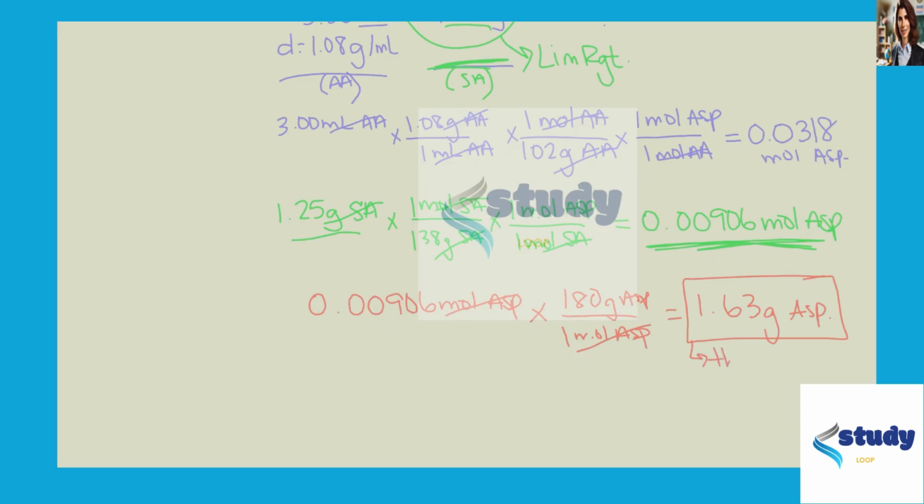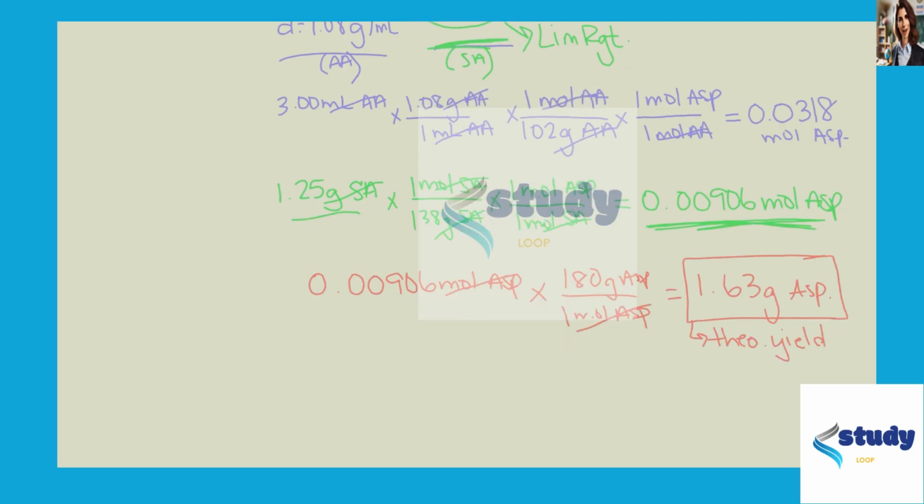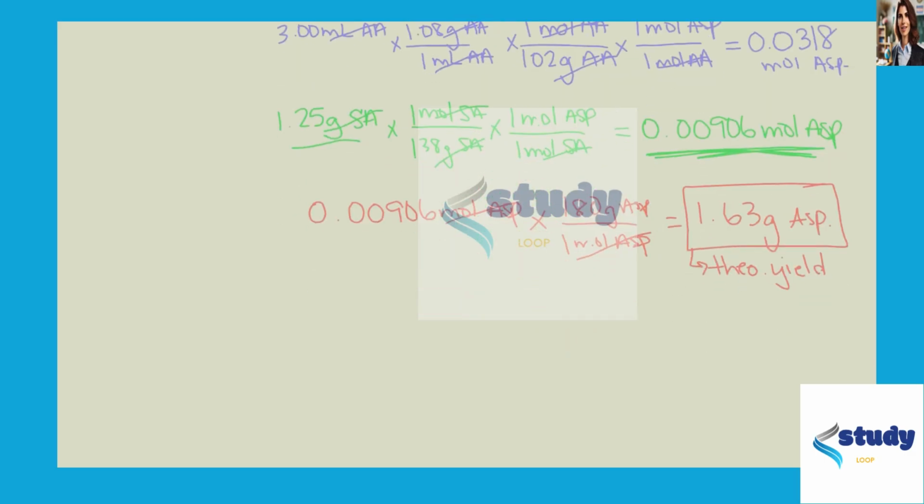So this is our theoretical yield. Now we need to calculate the percent yield. In order to calculate the percent yield, it's equal to the actual yield divided by the theoretical yield times 100.